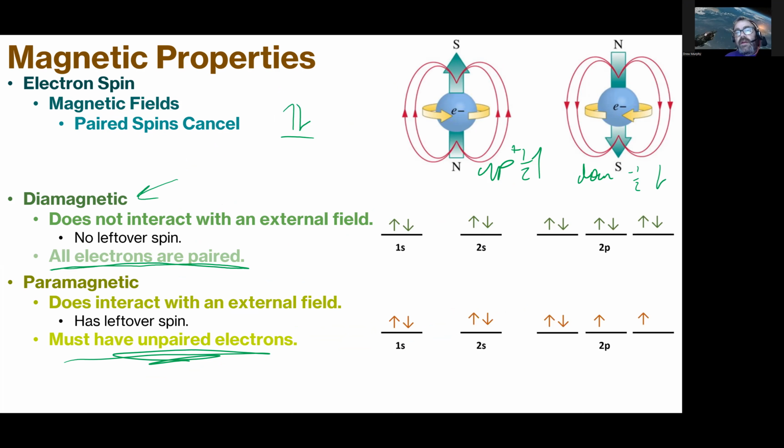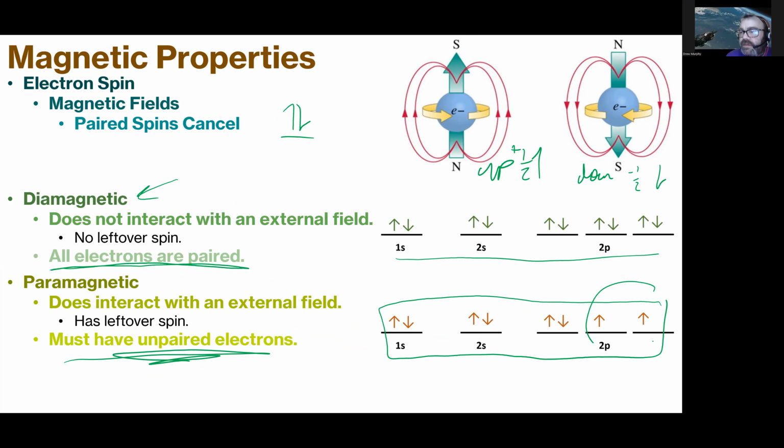Okay, so here, this would be a diamagnetic example because everything is paired up. In this one, this is a paramagnetic example because we have these guys that are unpaired.